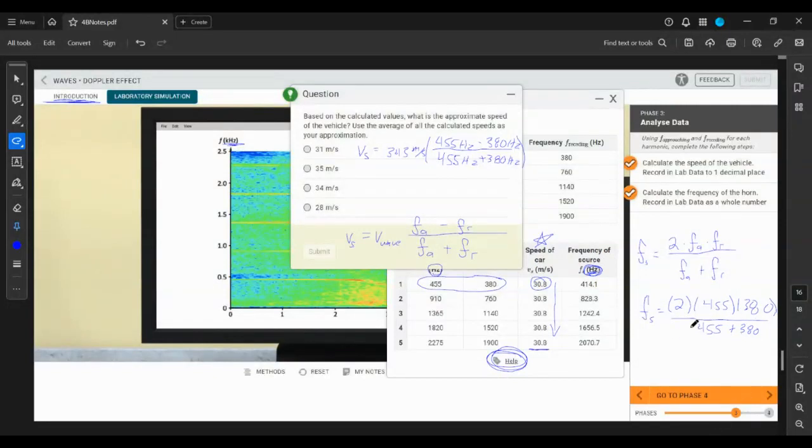Be careful when you put this in your calculator. You want to assume that there's parentheses on the bottom part of this. So either add these numbers together first or type the parentheses in a calculator so that it doesn't divide by 455 and then add the 380 in a different step. If that works out, you should get the answer that's here. Then you should be able to do it a few more times and get answers that are very nearly multiples of this one.